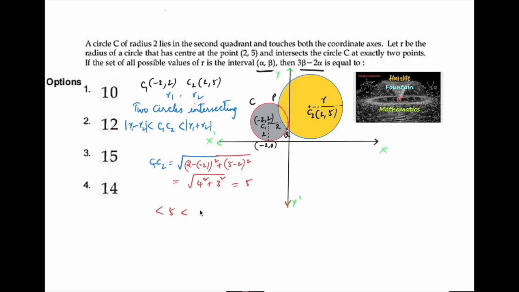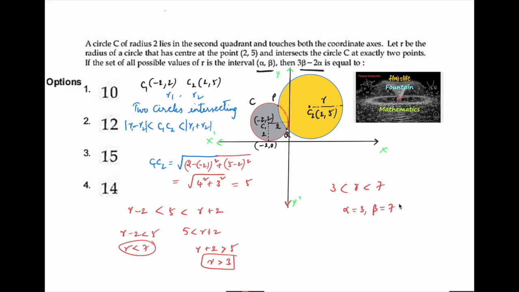So 5 lies between R plus 2 and R minus 2. So we can simplify. 5 is less than R plus 2, so R plus 2 is greater than 5. So R is greater than 5 minus 2, which is 3, and here R minus 2 is less than 5, so R is less than 7. So therefore the range of R is 3 to 7. Since it is given alpha comma beta, alpha is equal to 3 and beta is equal to 7.